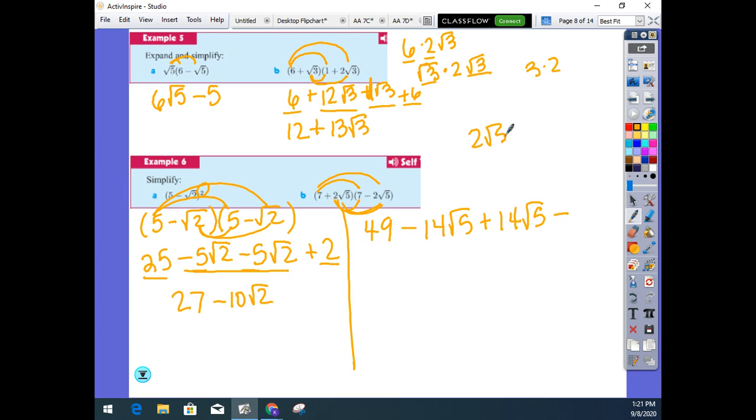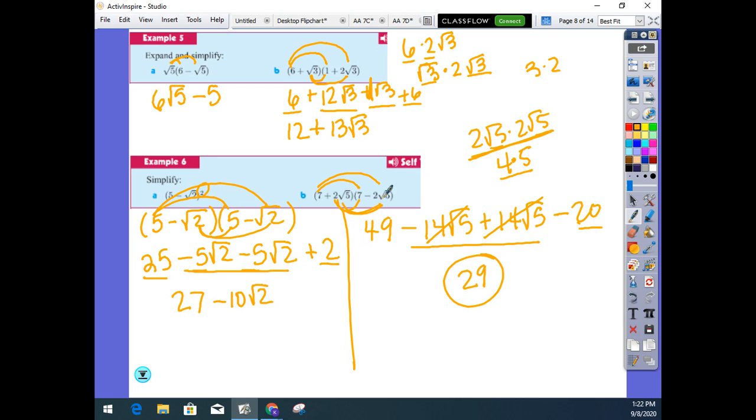Now, 2 radical 5 times 2 radical 5. We take 2 times 2 is 4. Radical 5 times radical 5 is 5. And 4 times 5 is 20. Do you see the progression? It might help you to write it out on the side and work your way to get to the final answer. Now, notice our like terms are opposites. They cancel each other out, and we're left with 49 minus 20, which is 29.